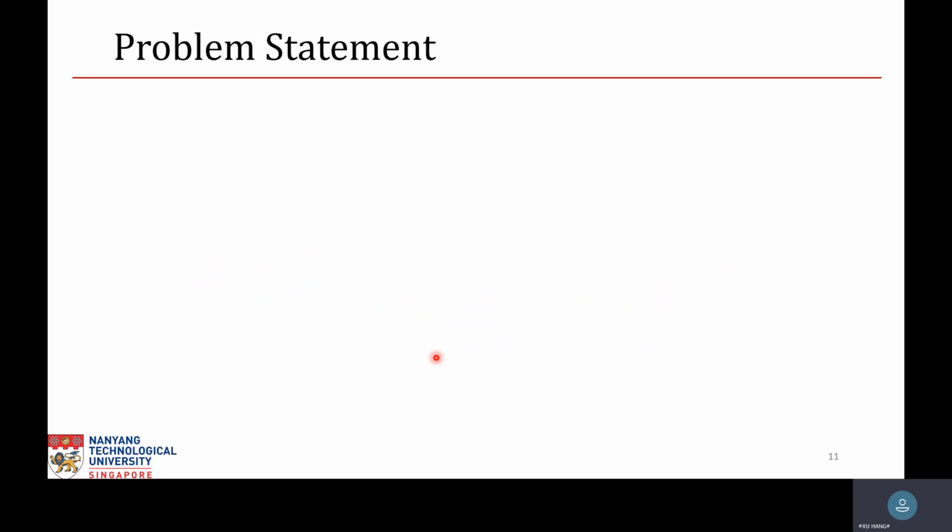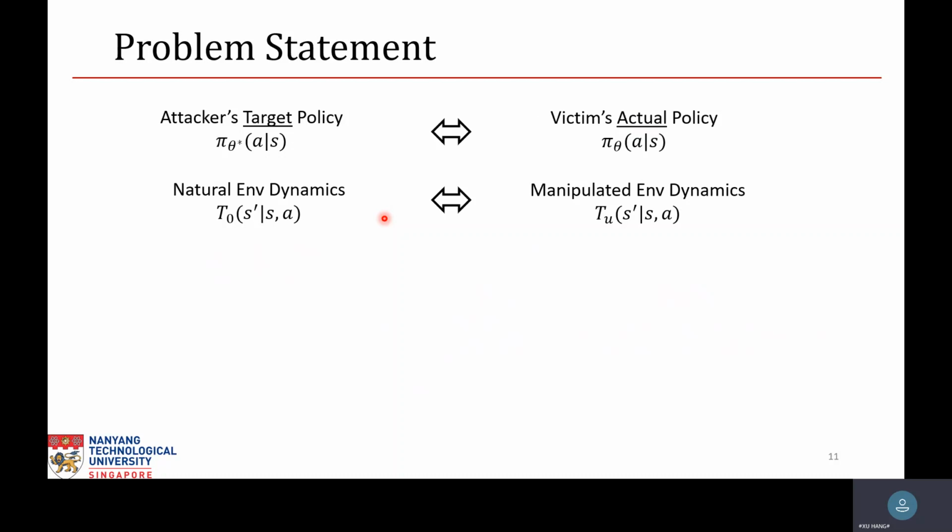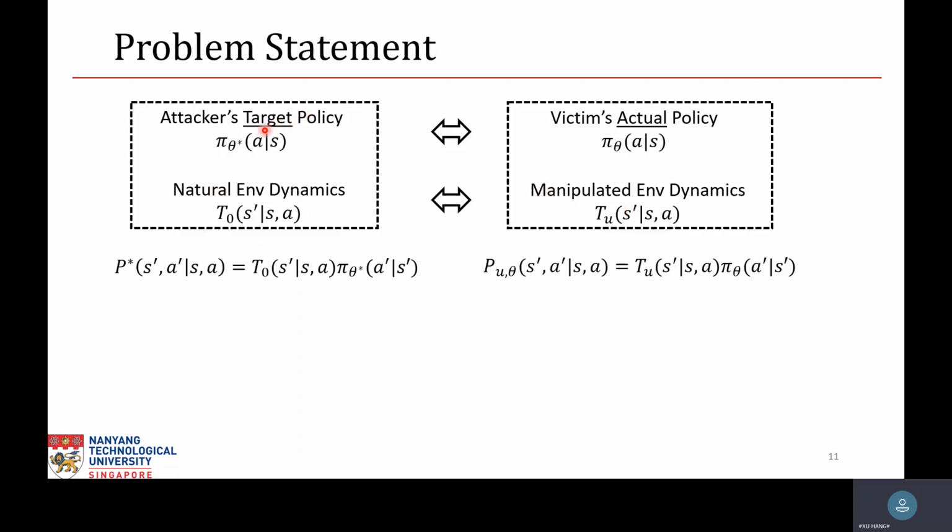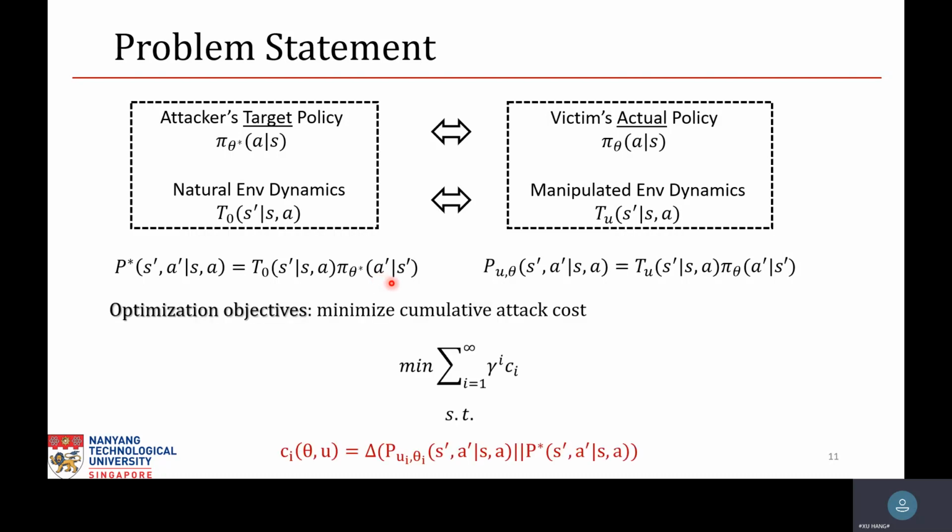So based on the objective of the attacker, we can see that the attacker wants to minimize the difference between the target policy and the victim's actual policy. The other is to minimize the deviation between the default environment and the manipulated environment. When we combine these two components together and represent them as the stochastic process of the victim, the attacker's objective is to minimize the deviation between these two stochastic processes.